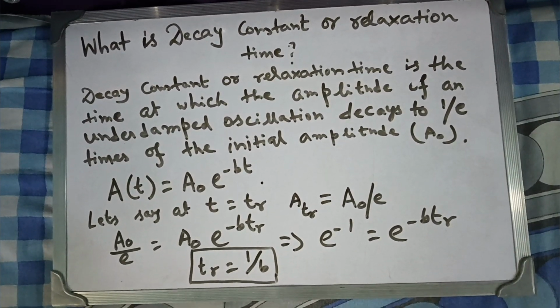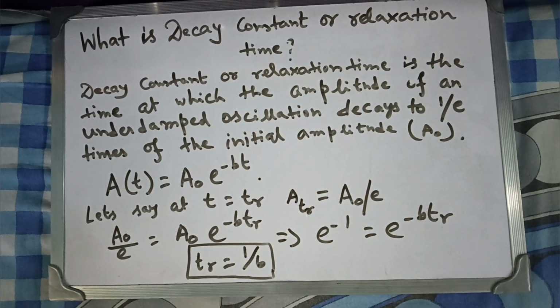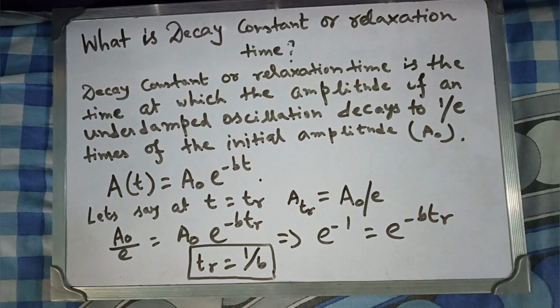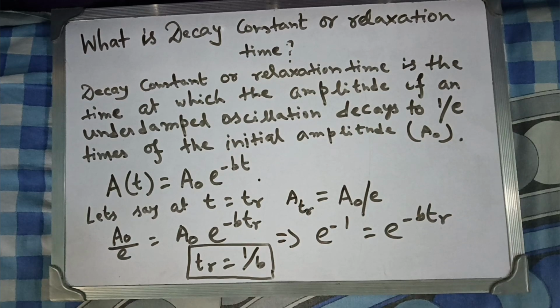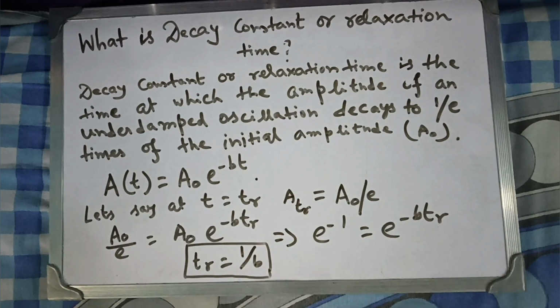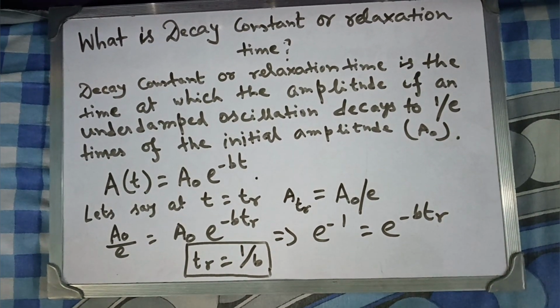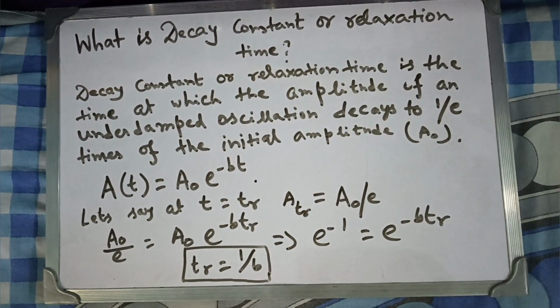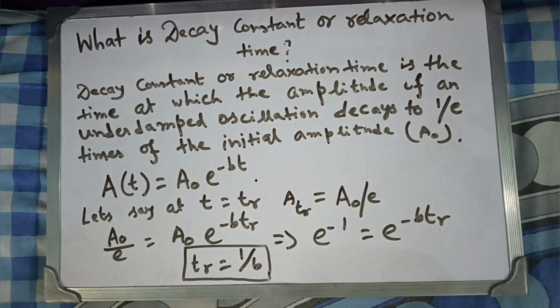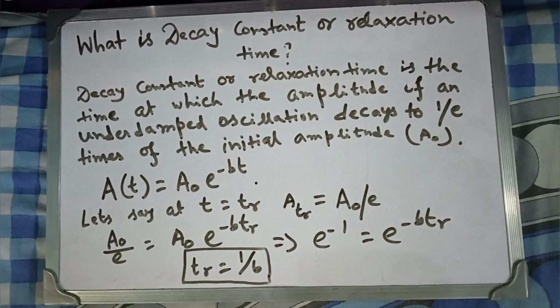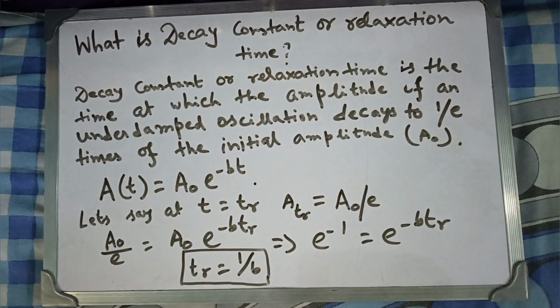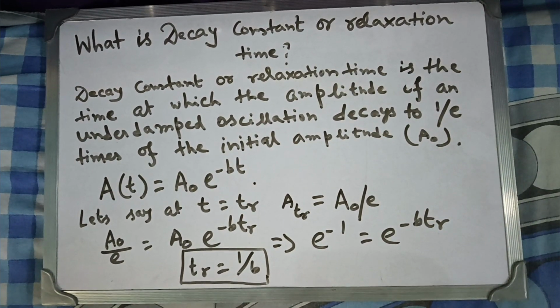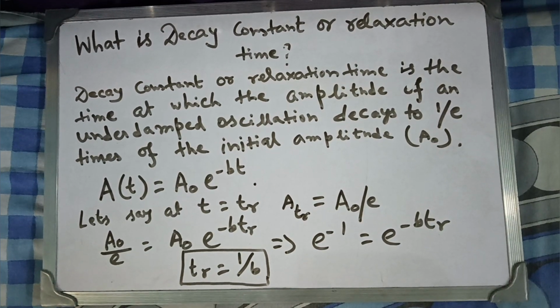Now in this lecture series of damped vibration, today I am going to discuss the decay constant or relaxation time. This decay constant or relaxation time can be defined as the time at which the amplitude of an underdamped oscillation decays to 1 by e times of the initial amplitude, that is a0, and we can write it in this equation: a function of t equal to a0 e to the power minus bt.